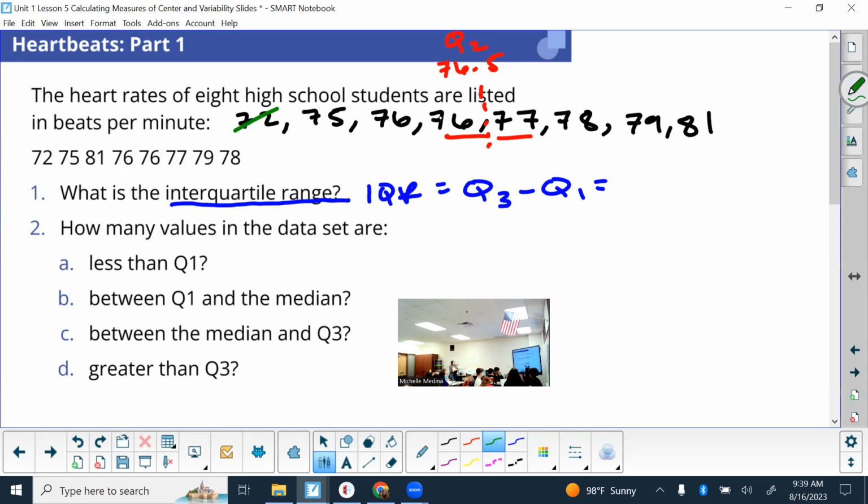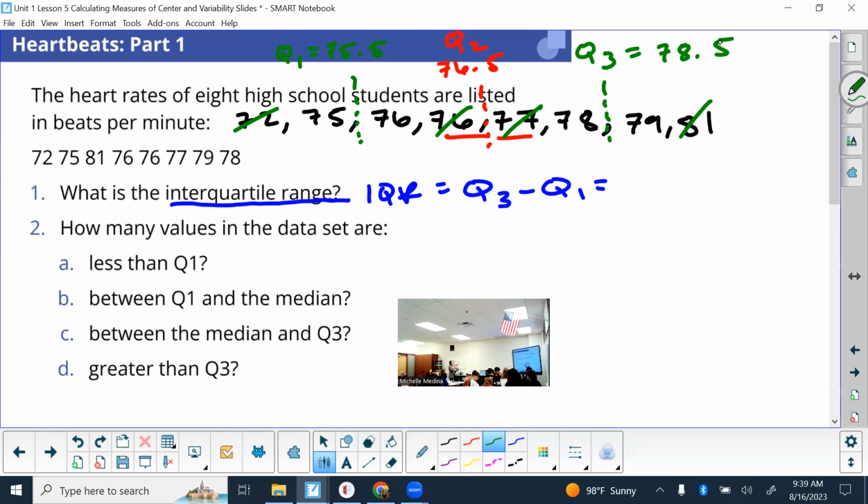For the lower half, I end up with 2 numbers in the middle again. What's between 75 and 76? 75.5, good. And then do the same for your upper quartile. We have 2 numbers in the middle. What is between 78 and 79? Good. And if you have to actually do the math to figure that out, do it. Add them together, divide by 2, and you get 78.5.